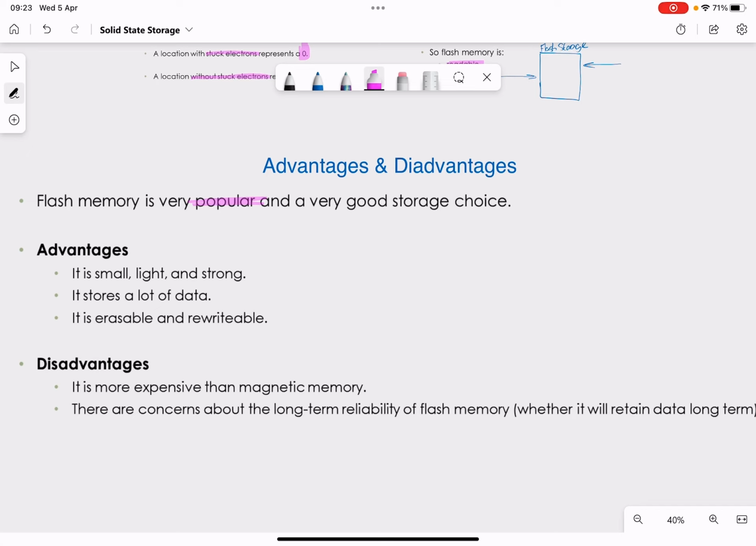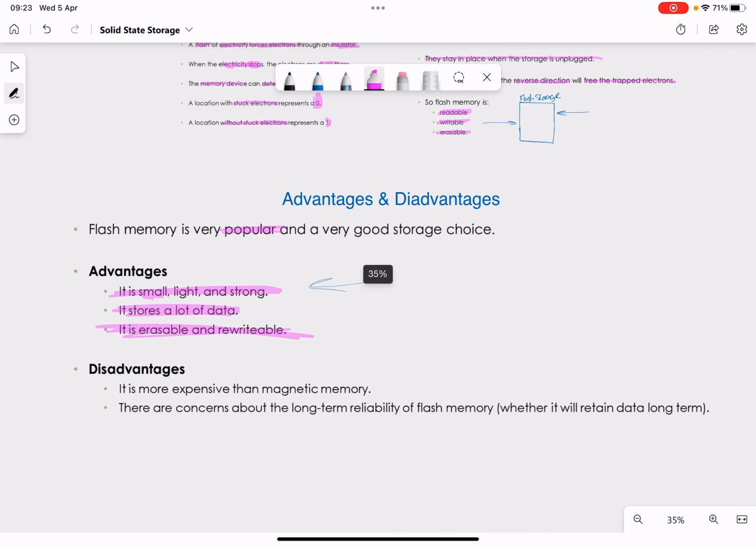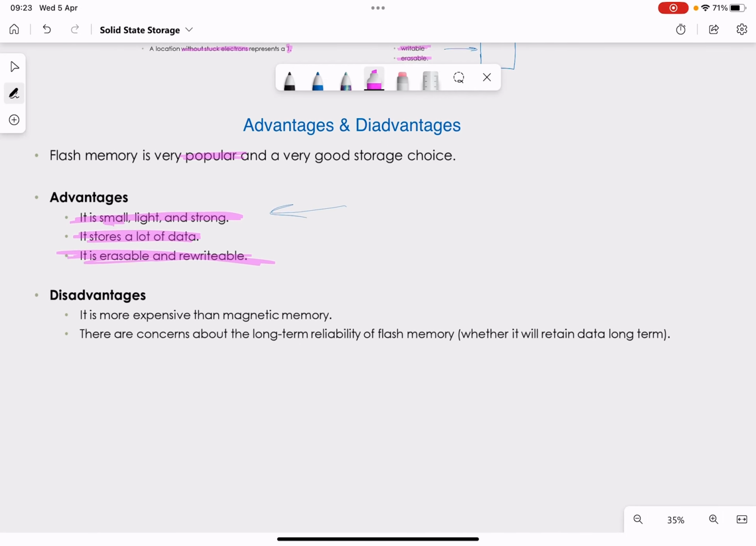So some advantages of SSD. It's small, light, and strong. I've had pen drives that I've put through the washing machine and all sorts, and they've been fine. The reason they've been put through the washing machine is because they're so small. I didn't realize they were in my pocket. It can store a lot of data, and it's very easy to erase and rewrite on things. It does it quite easily, and that is what we need for a personal computer or professional computer to be able to store things.